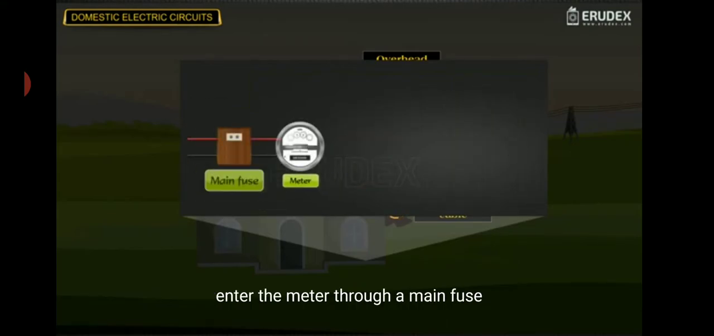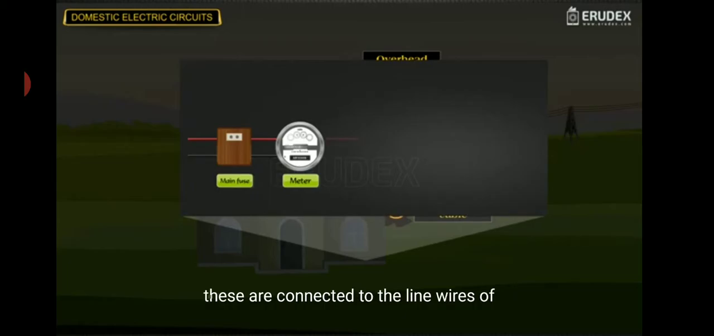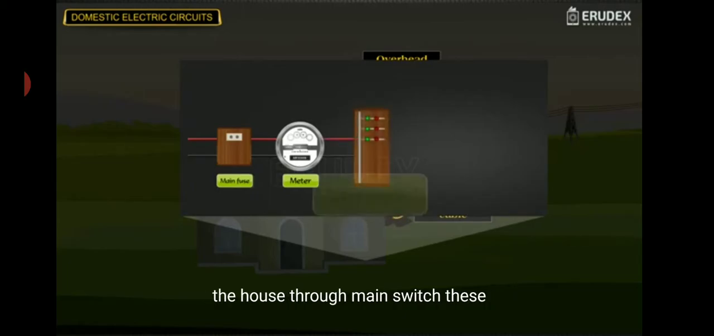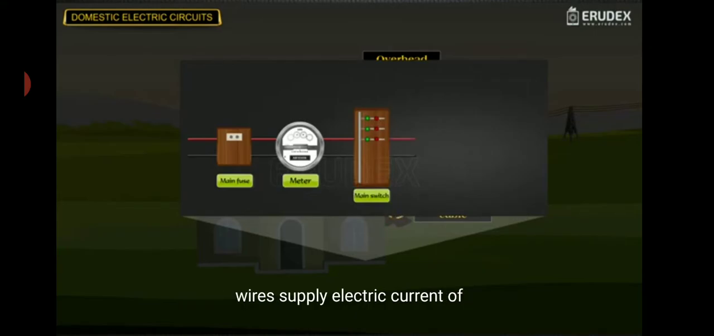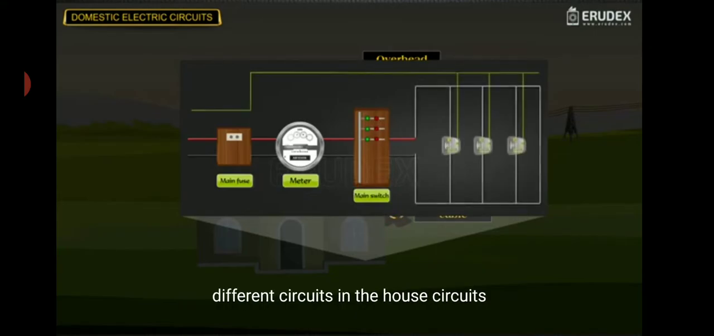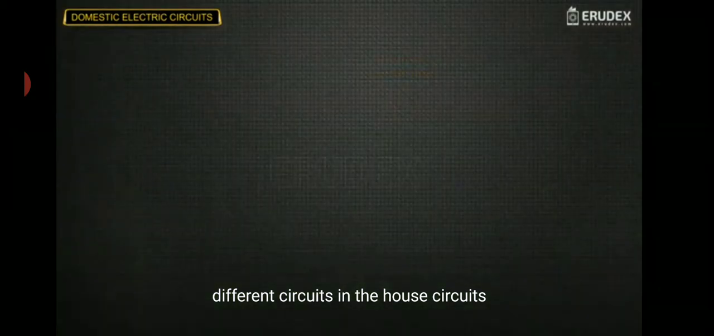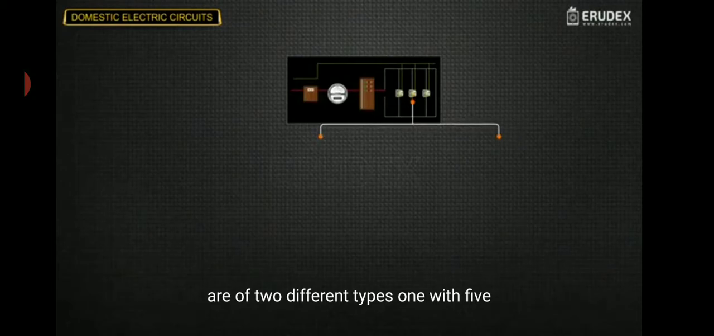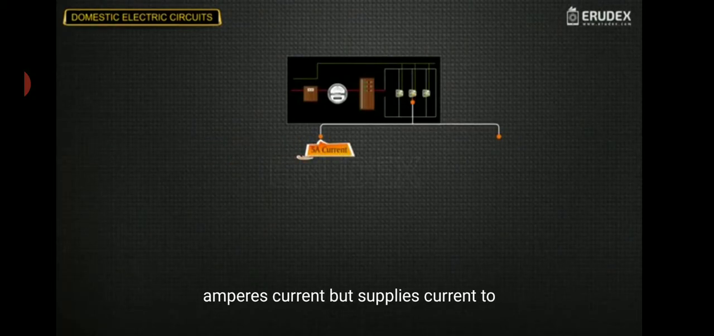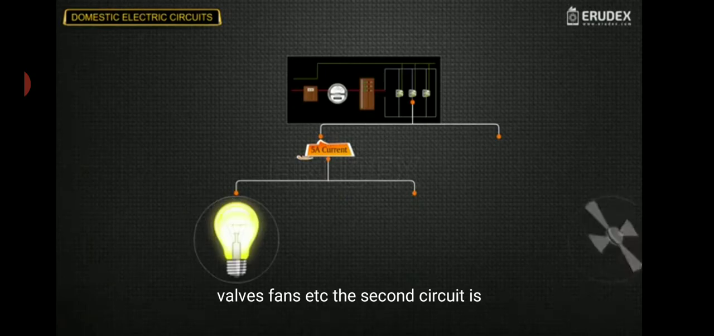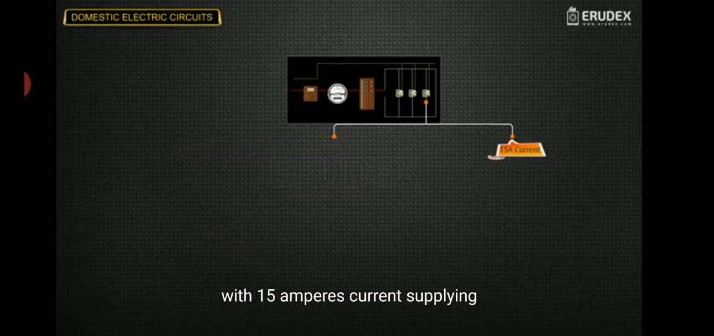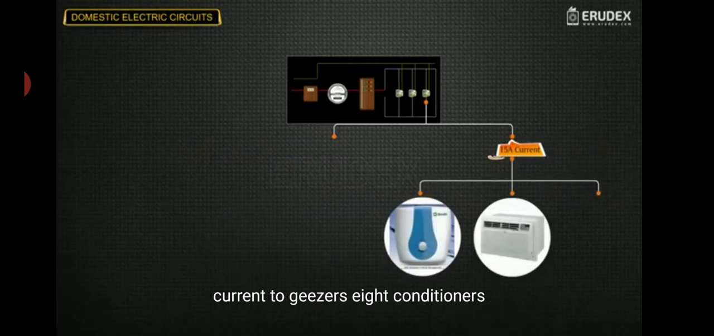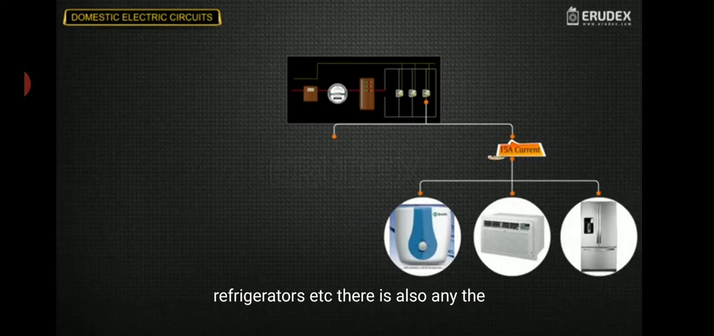At the meter board in the house, these wires pass into an electricity meter through a main fuse. Through the main switch, they are connected to the line wires in the house, and these wires supply electricity to separate circuits within the house. Often, two separate circuits are used: one of 5 ampere current rating for appliances such as bulb, fan, etc., and one of 15 ampere for a geyser, air cooler, refrigerator, etc.